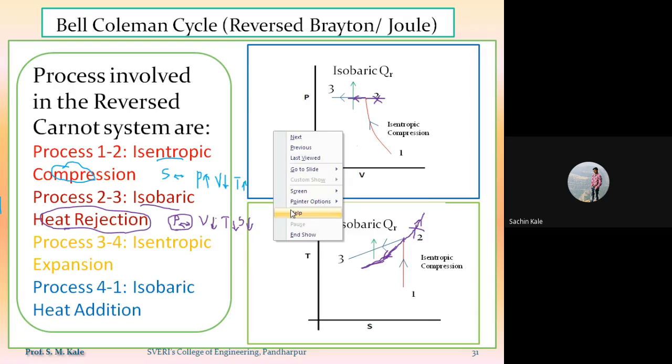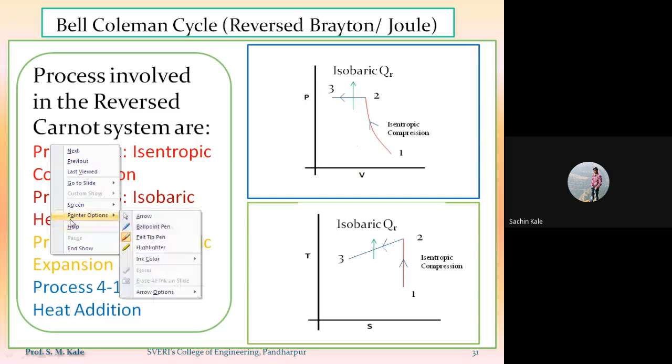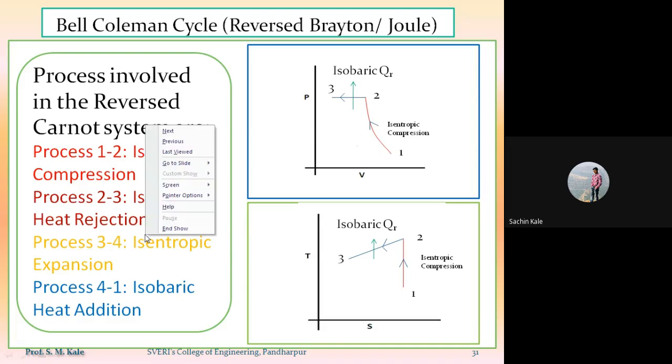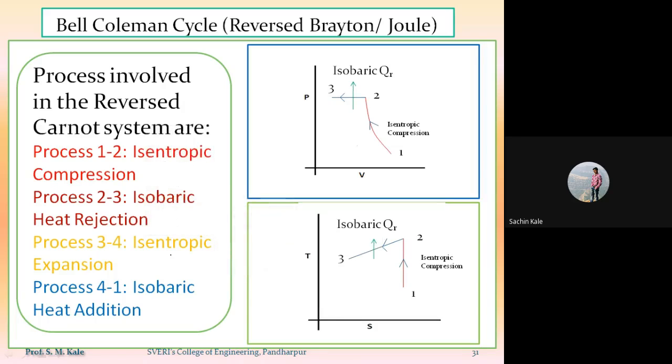So this will be called an isobaric heat rejection process. Now the next process is nothing but the isentropic expansion process. Here also the first word is isentropic. What is the meaning of isentropic? Can anyone tell me? Isentropic means entropy remains constant.